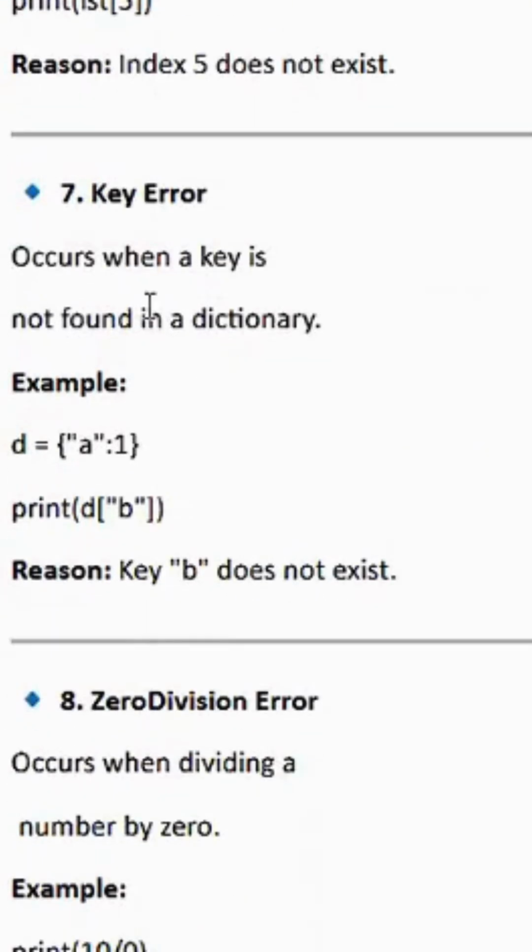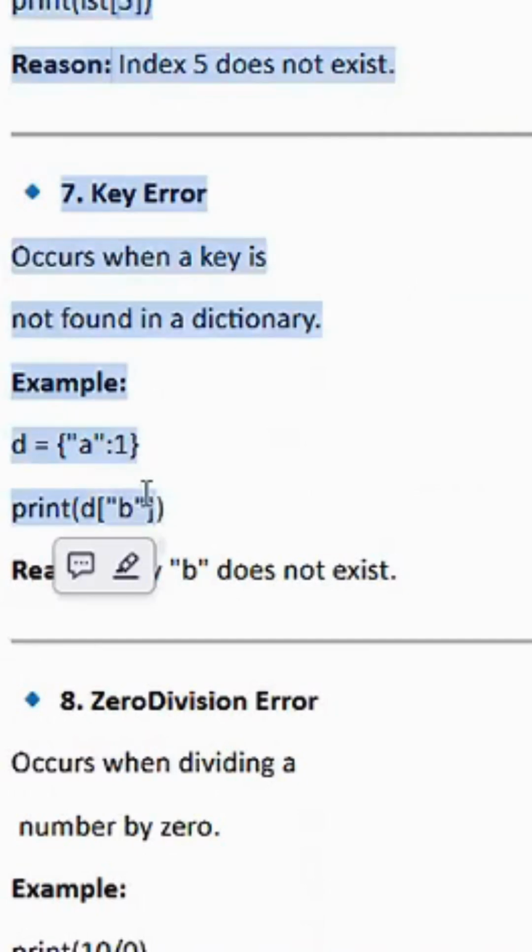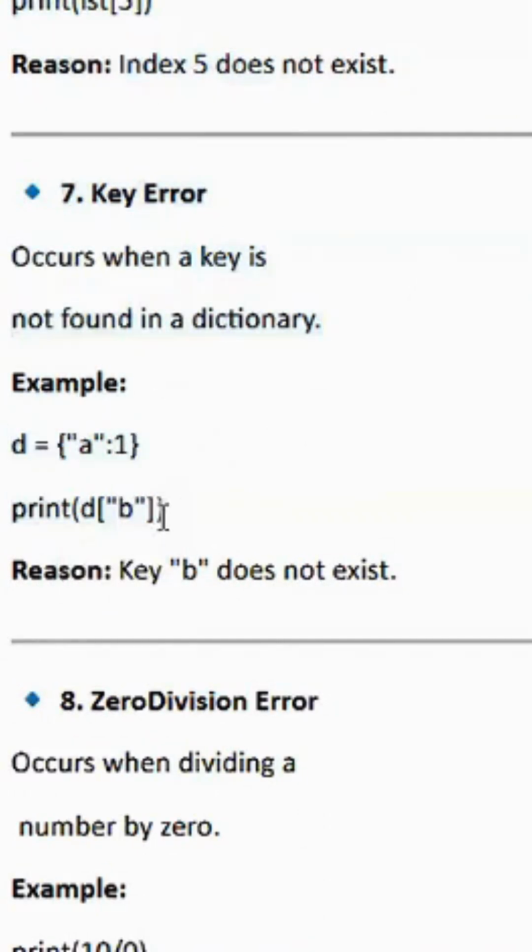Now key error. It occurs when a key is not found in a dictionary. Basically, we know a dictionary is nothing but a key value pair. Here it is a one element dictionary. I have a key A and I have assigned a value there, which is 1. But here, in the same dictionary, I am trying to find a value for key B. But here the key B does not exist. So that's why we are getting this kind of error, which we call key error.